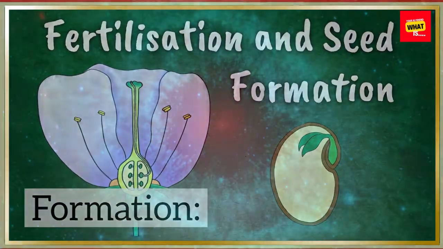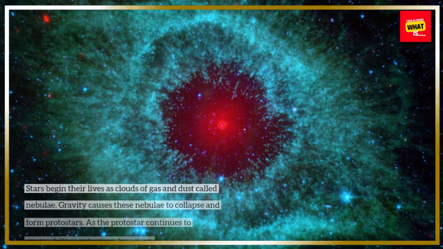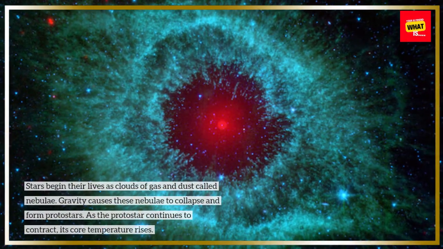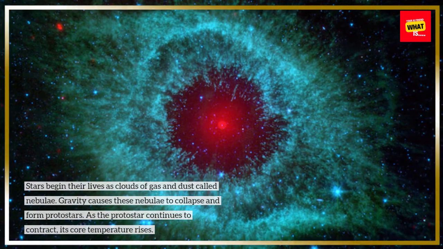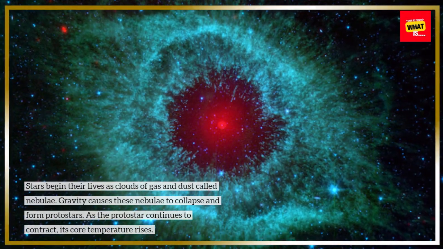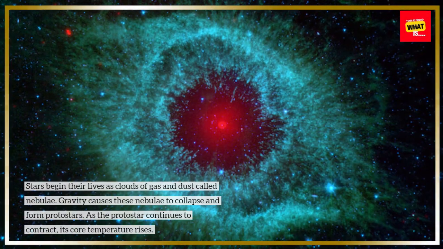Formation. Stars begin their lives as clouds of gas and dust called nebulae. Gravity causes these nebulae to collapse and form protostars. As the protostar continues to contract, its core temperature rises.